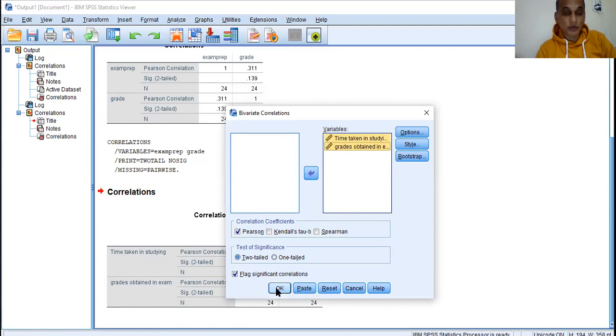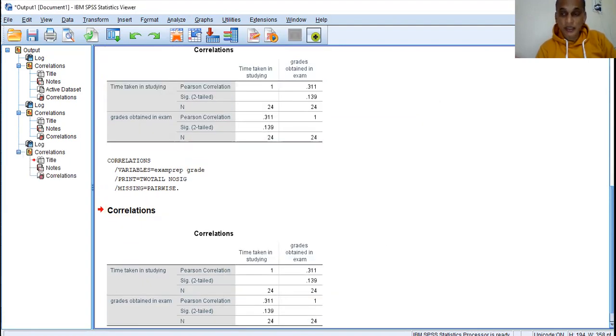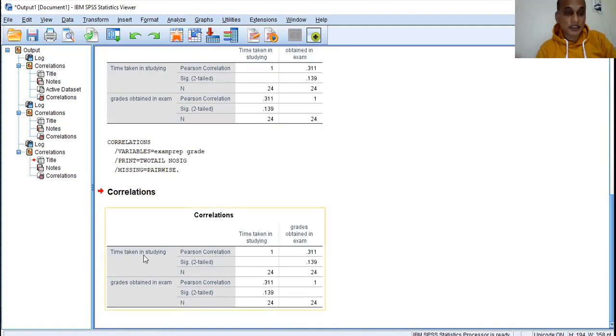And then I'm clicking on OK. And the moment I click on the OK, I'm getting the answers. So time taken in studying with grades obtained in exam is 0.311. Significance happens to be 0.139. It's quite higher as compared to 0.05, which is our cutoff. So basically we are not accepting this particular hypothesis that the time we are devoting has any significant relationship to the grades you've obtained in a given exam. So that being the case here.